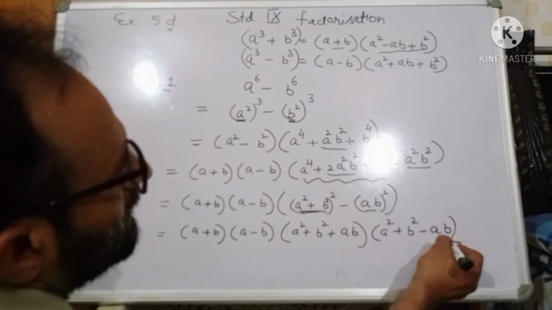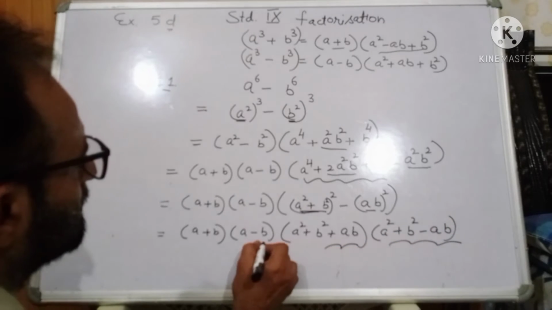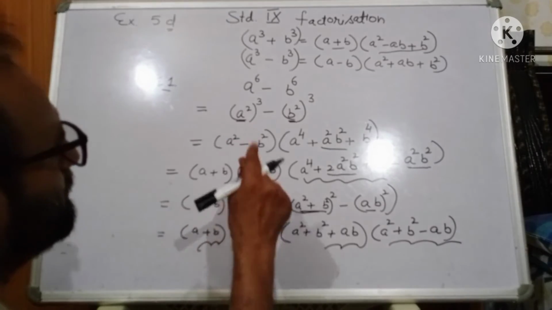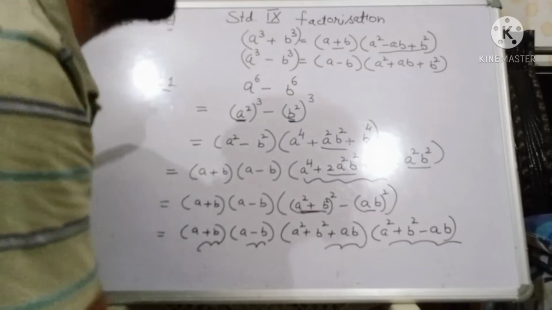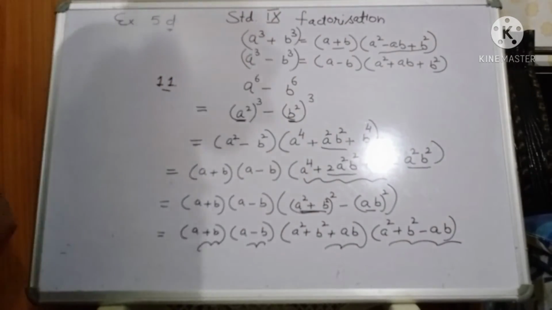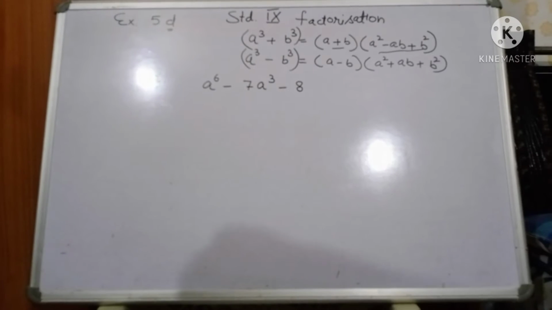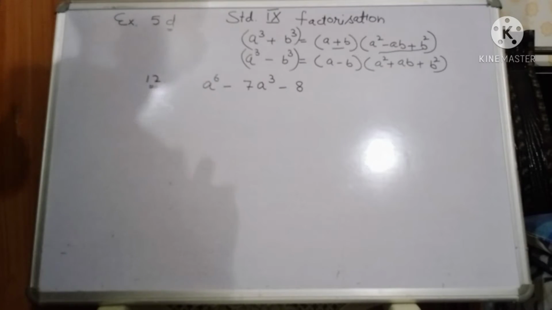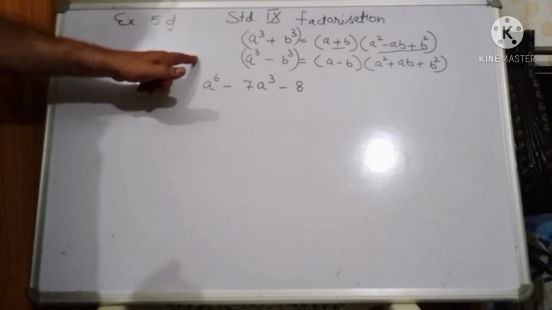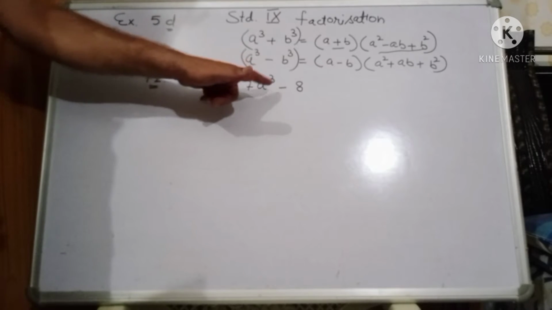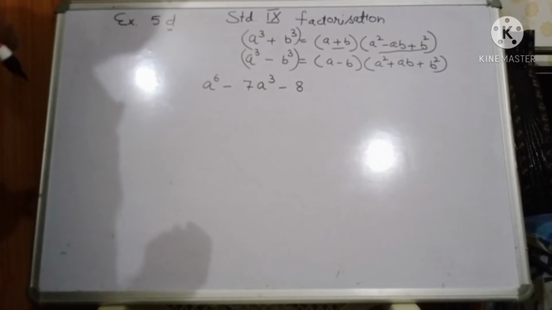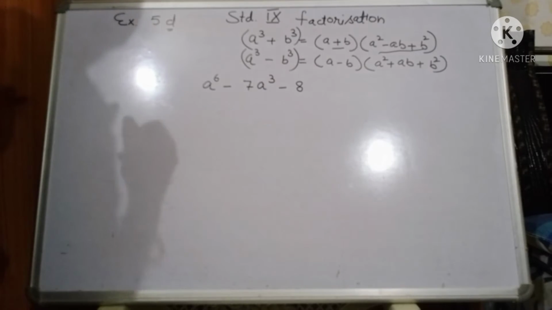In this way, these are the factors of this polynomial a raised to power 6 minus b raised to power 6. Now we will do question number 12. A raised to power 6 minus 7a cube minus 8. Here we have to use a different technique.